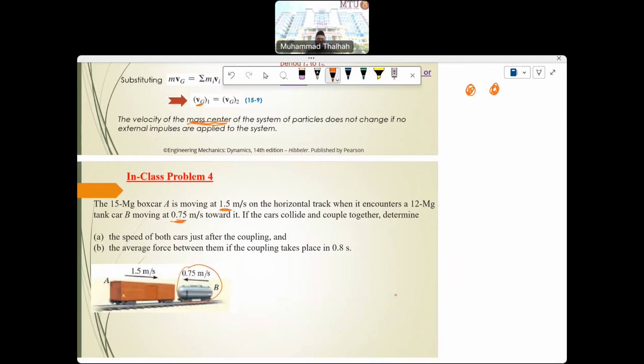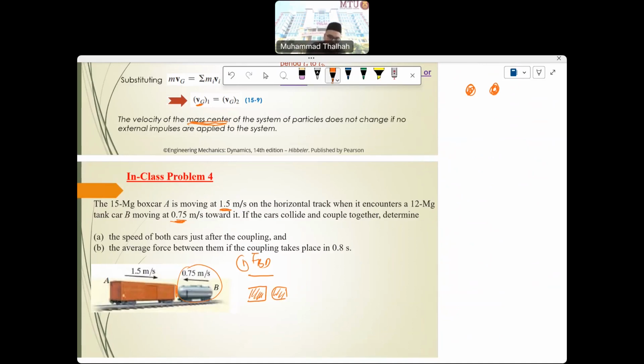So in this case, where there is no external force working on the particles, let's draw a free body diagram. This is the car and this is the tank. At one point they will collide and they are coupled together, meaning they stick to each other. Once they collide, they are sticking to each other.